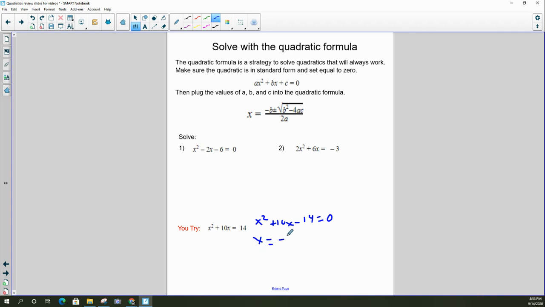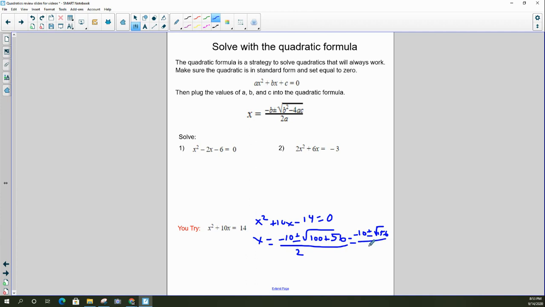So x equals negative b, so negative 10 plus or minus the square root of 10 squared, which is 100, minus 4ac. It's going to end up being plus because negative 4 times negative 14 is going to end up being positive. So 4 times 14 will be 56, all over 2 times a, so just 2. So we get 156 here. So we get negative 10 plus or minus the square root of 156 over 2.